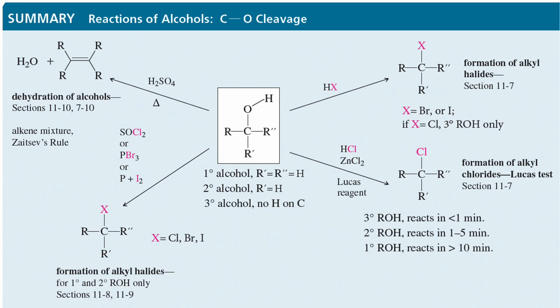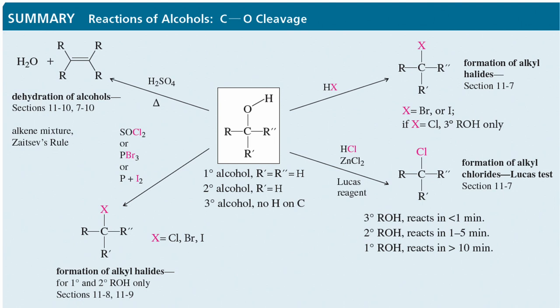And here is the last summary page, and this summary page is the reaction of alcohols where we cleave the carbon-oxygen bond. So we're reacting the alcohol as an electrophile instead of as a nucleophile. In this case, we saw that we can react with halogen acids and make that OH into an H2O and make it into a good leaving group. We can use phosphorus halides like PBr3 or PCl3 or PI3 in order to make alkyl halides, generally from primary and secondary alcohols. And remember, if we're using tertiary alcohols, we usually would use the hydrogen or the halogen acids.